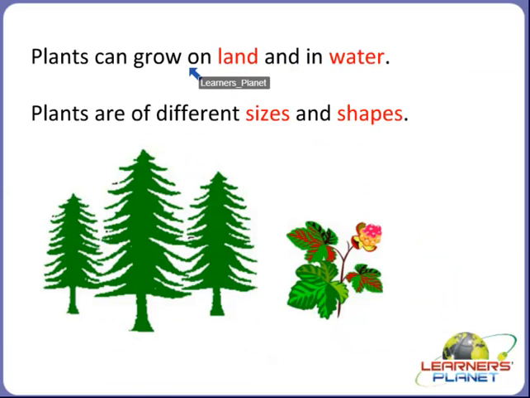Children, plants can grow on land and in water. Also, plants are of different sizes and shapes. So children, we can see here that the size of this plant is very tall and the size of this plant is very short. So, based on the size and the type of the stem, plants are divided into different types.